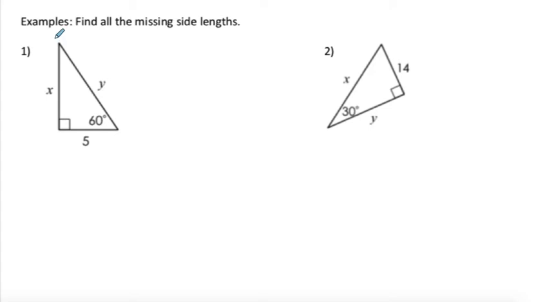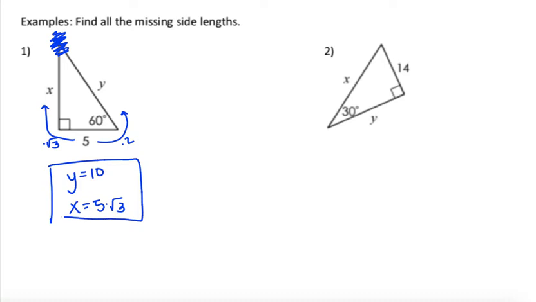So again, wherever there's this 30, I kind of cross out. I'm not going to go around this way. From short to hypotenuse, it's multiply by 2. Short to long leg, it's multiply by radical 3. So as long as I can identify the short leg, I should be able to find y. 5 times 2 is 10. And x, which is 5 times radical 3, which stays 5 radical 3.